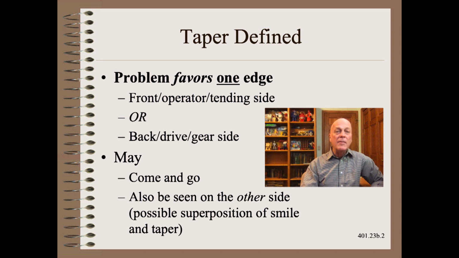It also may be occasionally seen on the other side, in which case we may have a superposition of a smile and a taper. In that case, the problem is seen on both sides, but more noticeably on one, we'd likely have two distinct factors for the same defect outcome.